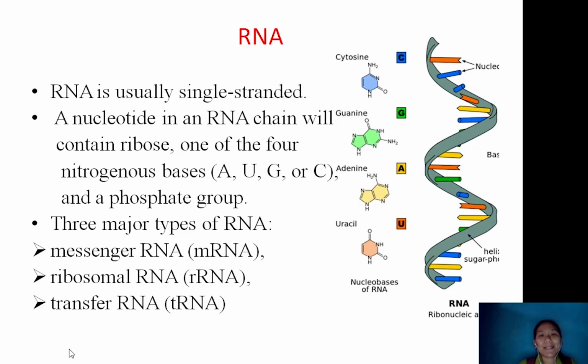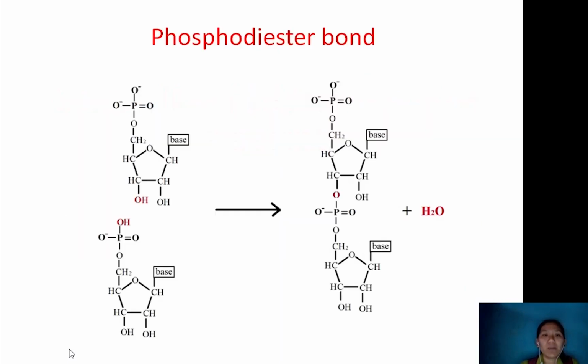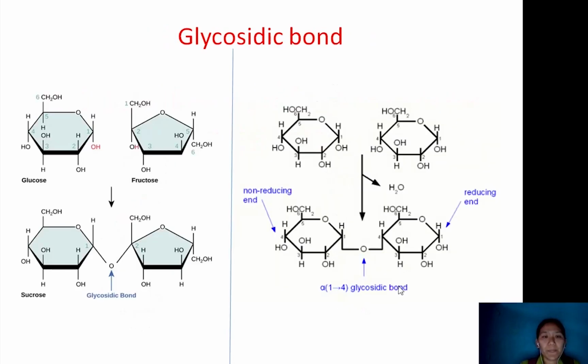Likewise, nucleic acid is again a polymer of nucleotides. A number of nucleotides join together to form a series, or a strand, of nucleic acid. Now let us look at the nature of the bonds linking monomers in a polymer.